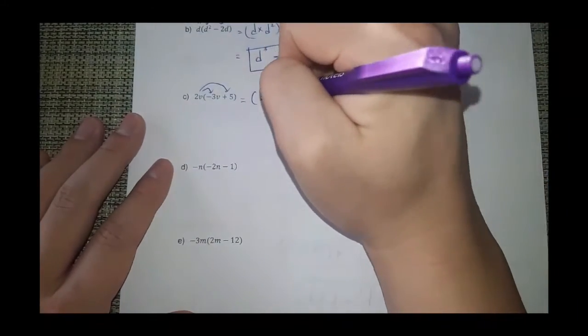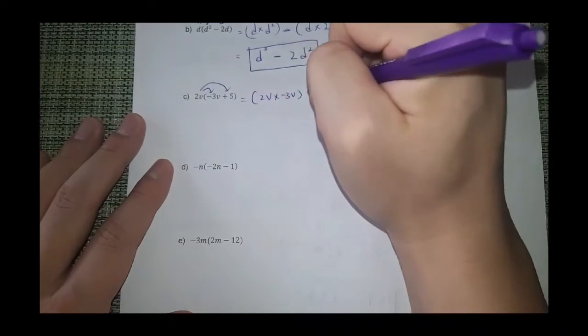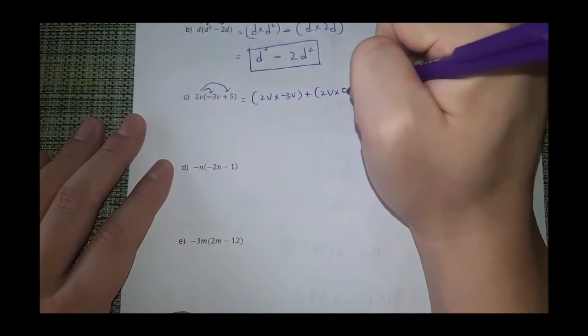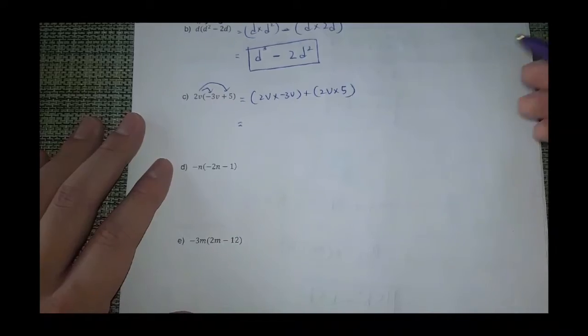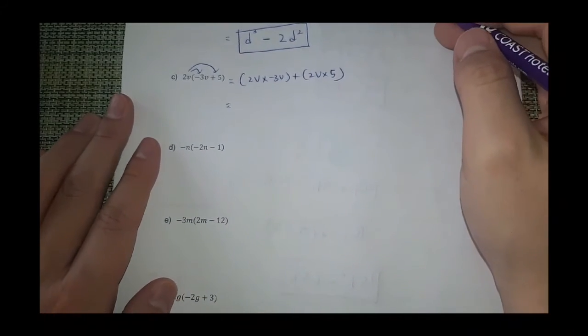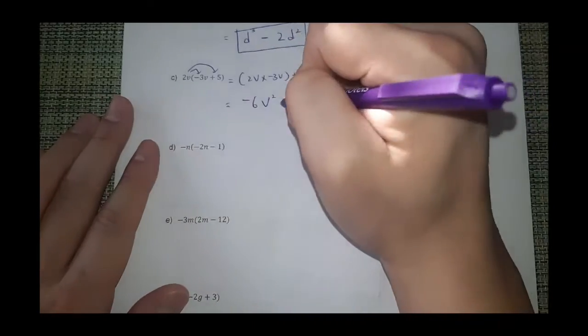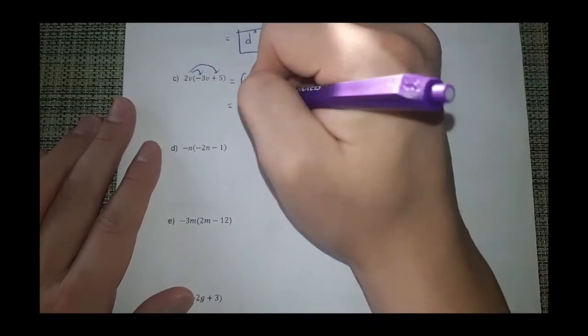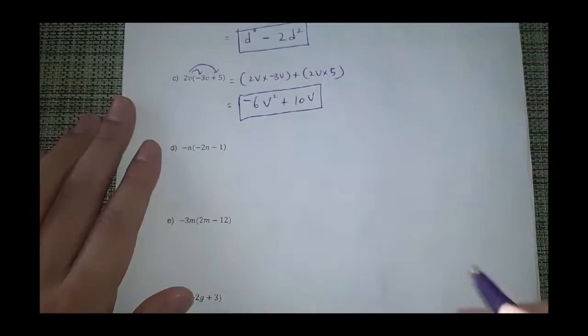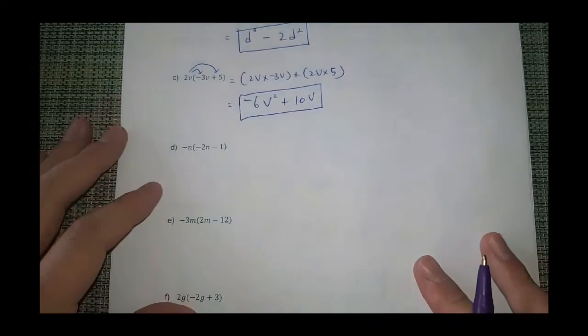Same thing. 2v times negative 3v plus 2v times 5. Negative 3 times 2 gives you negative 6v squared, plus 5 times 2 is 10, and then v. Something like that.